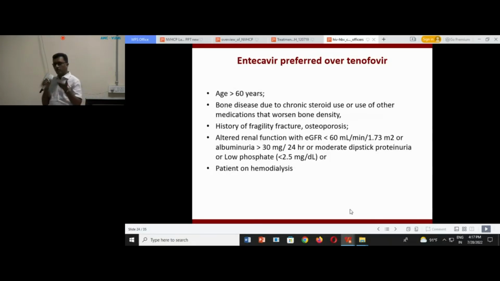So this is the same thing. It can be given in old ages, it can be given in younger ages, safe. Patients who are on hemodialysis and already have a lot of osteoporosis, entecavir is the choice of drug. And it's safe, just one pill a day, it can be given.